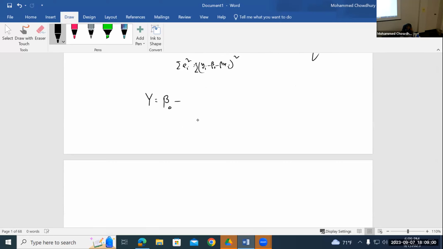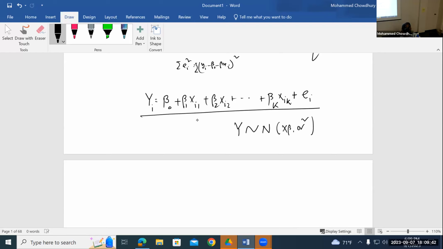There are some limitations. Beta 0, plus beta 1 x i1, plus beta 2 x i2, and then I go up to beta k x ik, plus an error term. Okay. So there are some limitations for this. One of the assumptions of this multiple linear regression model is that the response variable y must follow a normal distribution with mean x beta and variance sigma square. This is the assumption. Y must follow normal distributions.